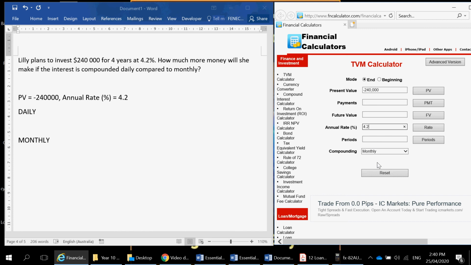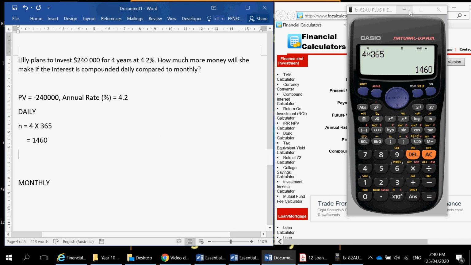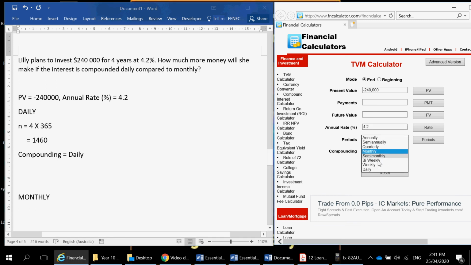Now, the time periods and the compounding are going to vary though. So daily, N, our number of time periods, it's for 4 years, but we need to work out how many days there are in 4 years. To do that, it's 4 years at 365 days per year. So if I go 4 times 365, N is going to be 1,460. And we need to make sure that the compounding is daily. So I'm going to put in 1,460 and daily.